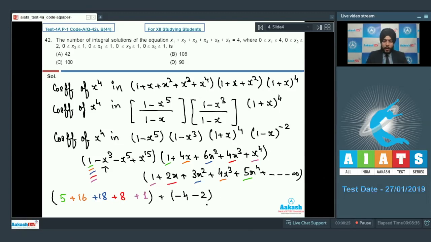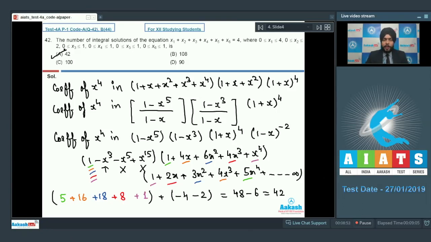So these are all the possibilities, because if I take x power 5 from here I will not get any coefficient of x power 4. If I take x power 15 from here I will not get any coefficient of x power 4. So what is the final answer? 5 plus 16, 21, plus 18, 39, plus 9, 48, minus 6. 42 is the final coefficient of x power 4, and that means that is equal to the number of integral solutions for this particular equation under the given constraints. Option number A is correct.